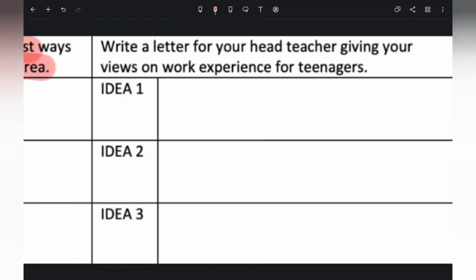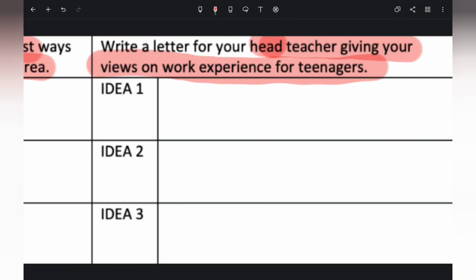The third potential question is to write a letter for your head teacher giving your views on work experience for teenagers. So again, work experience and getting young people into employment.